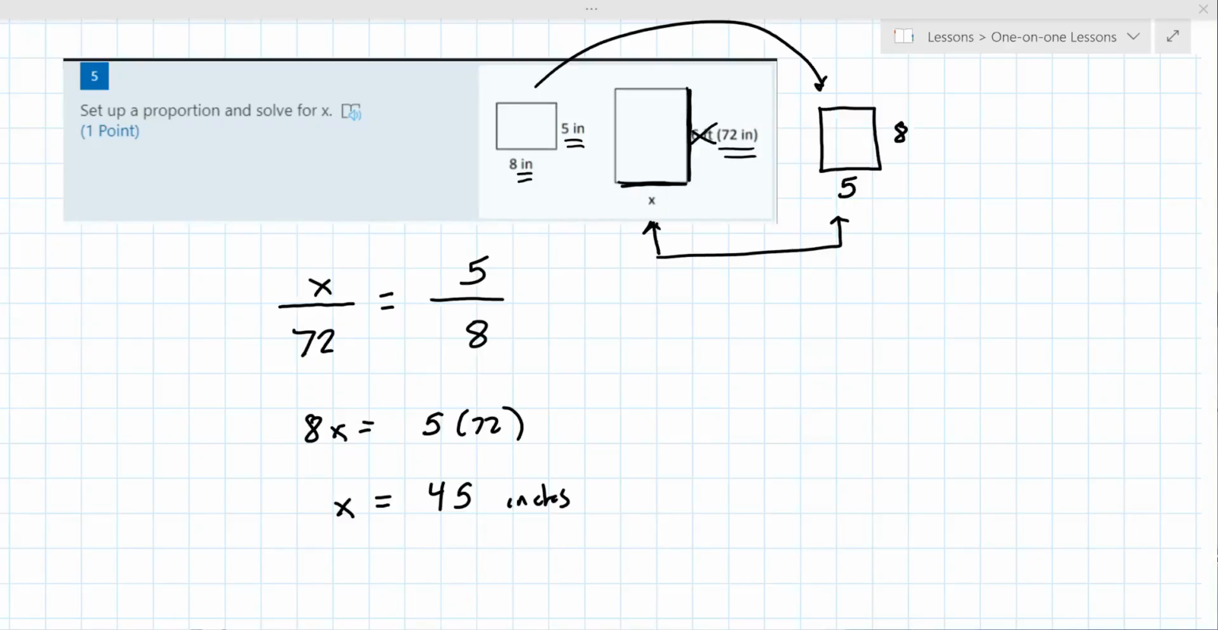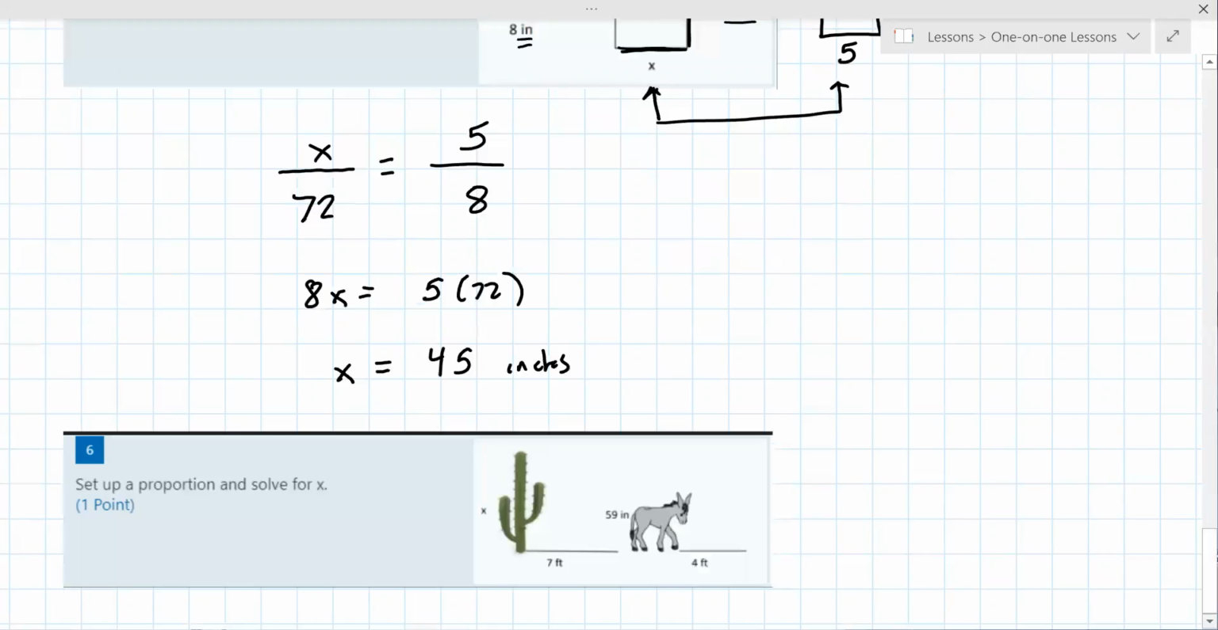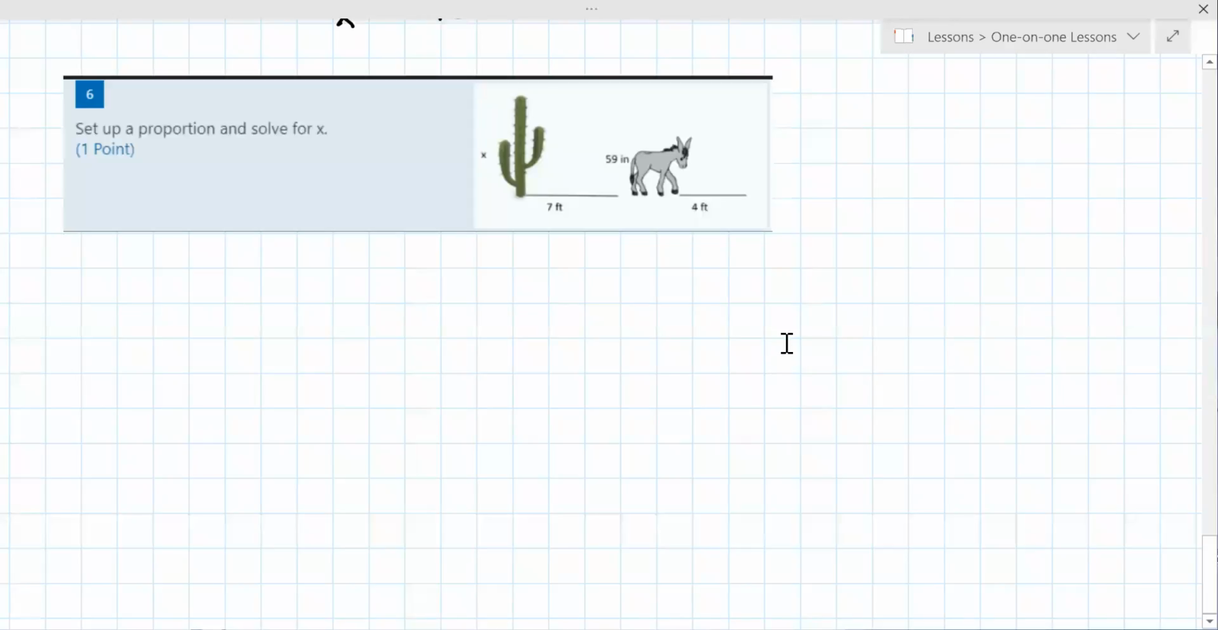All right, I got that. 6 is the first problem that introduces a unit conversion. Does it say whether it wants you to give the answer in feet or inches? No, it just says solve for x. Okay. Well, boy, I'm not completely sure what to suggest here.